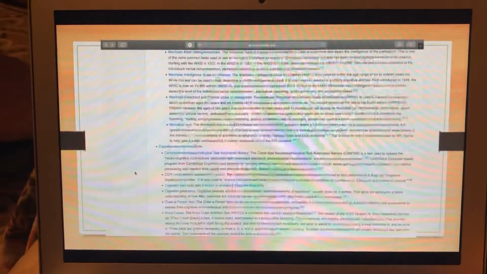The last section I'll be going over is the cognitive development tests. This is pretty self-explanatory: it's used to test your cognitive development. We tried to give a brief overview of all of these tests, including the Cambridge Neuropsychological Test Automated Battery, the CDR Computerized Assessment System, the cognitive pre-testing, the Draw-a-Person test, and the Knox cubes. In my opinion, this was by far the hardest section. There was just not a lot of information on it, and it was very hard to find the information I wanted.